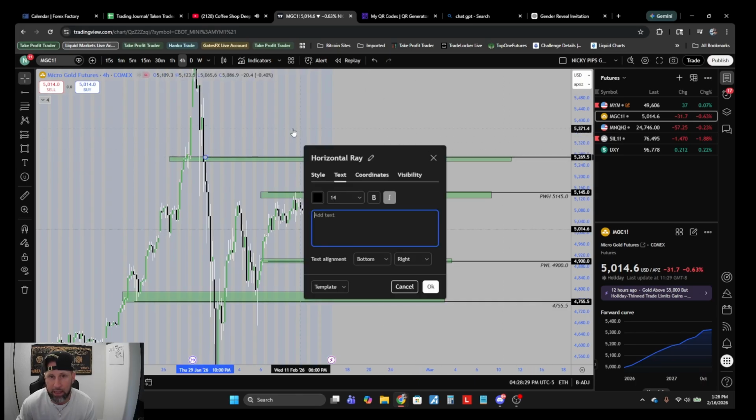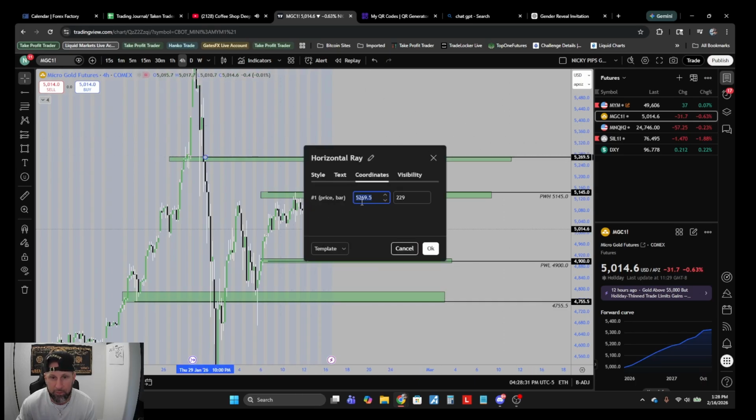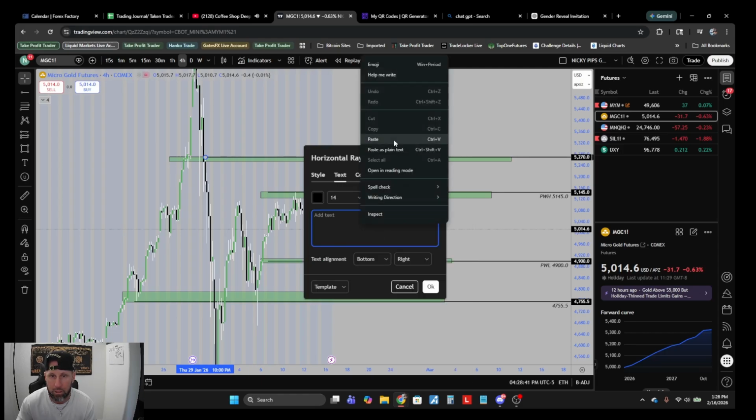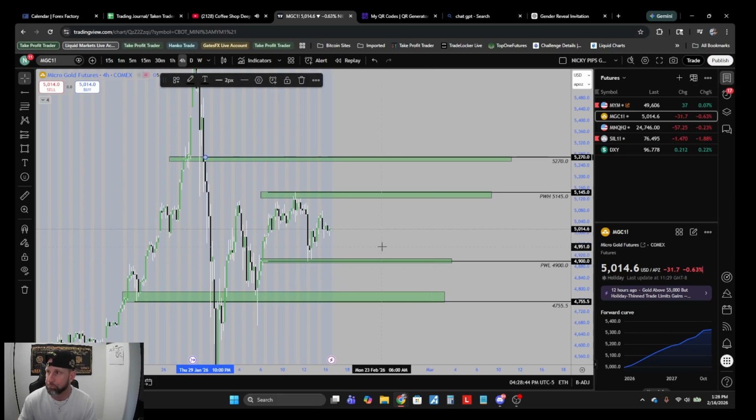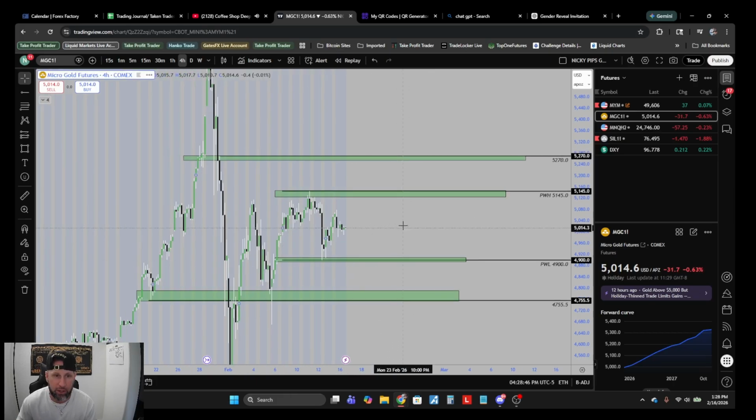Same thing here. We have 5269.5. I'll just round it up to 70. And we'll place that just like that. So we have our areas marked up. So this is how I'd actually mark up my charts.